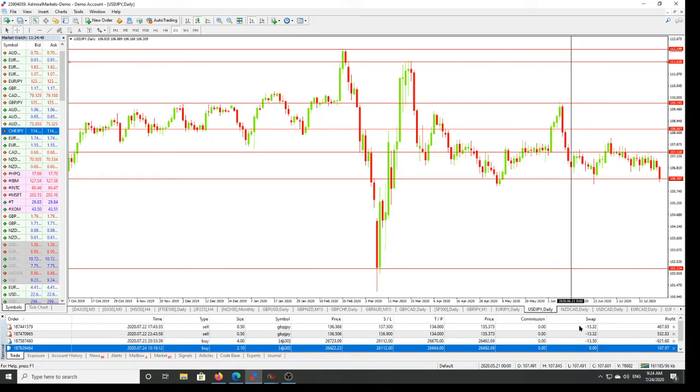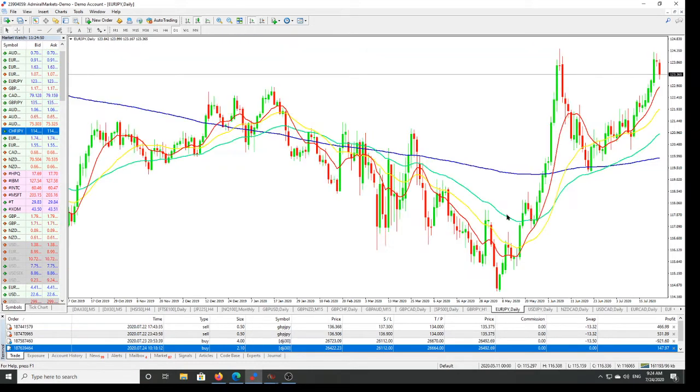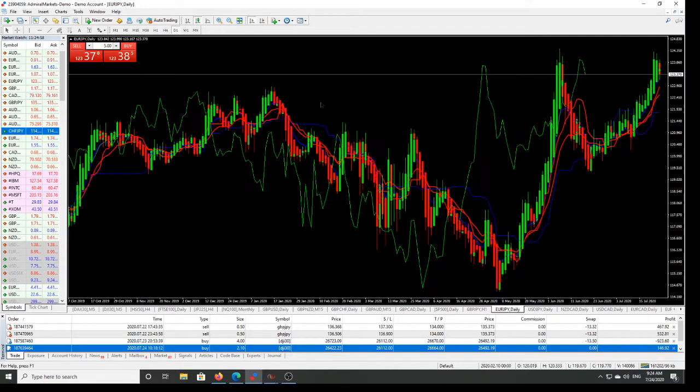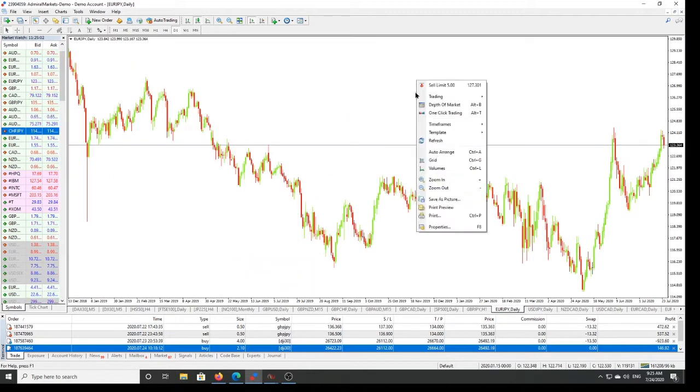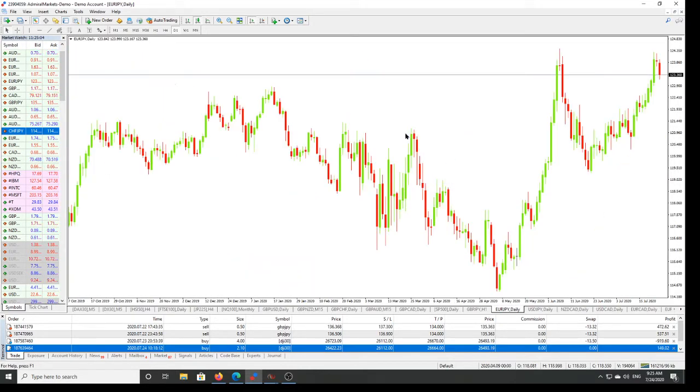And this is the Euro JPY trade I was talking about that we took based on price action. So when you put the price action setup, you can see I have all the setup here. This is the same thing you are looking for. You see, this has formed a cap.